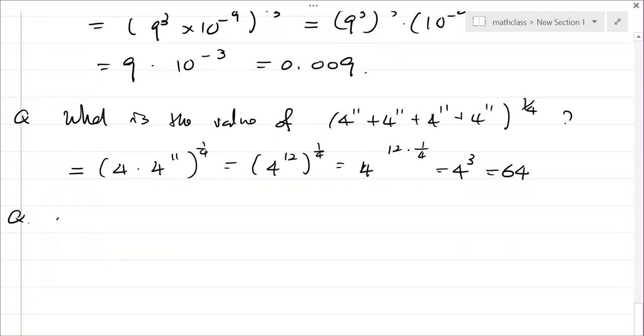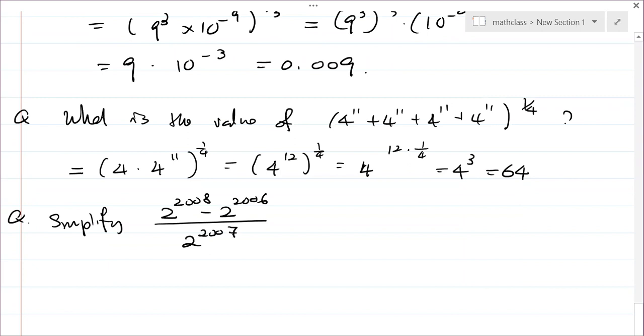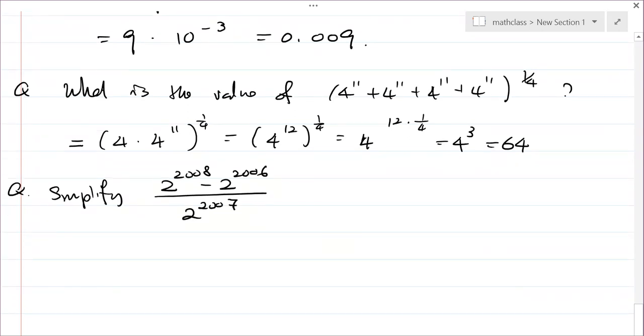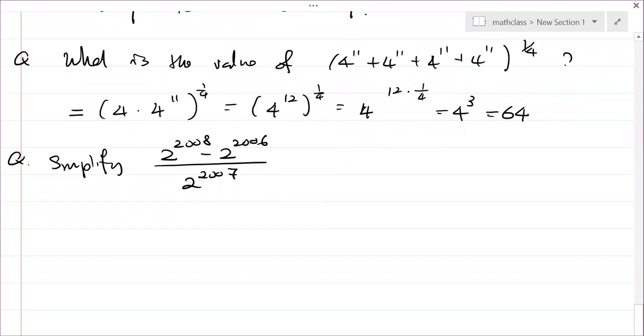All right. So our next problem is to simplify 2 to the 2008 minus 2 to the 2006, divided by 2 to the 2007. Now, each of the numbers is very large. To simplify this, you need to get 2 to the 2008 and 2 to the 2006. You have to separate that number. It'd be 2 to the 2006 times 2 squared. Then you can simplify it.